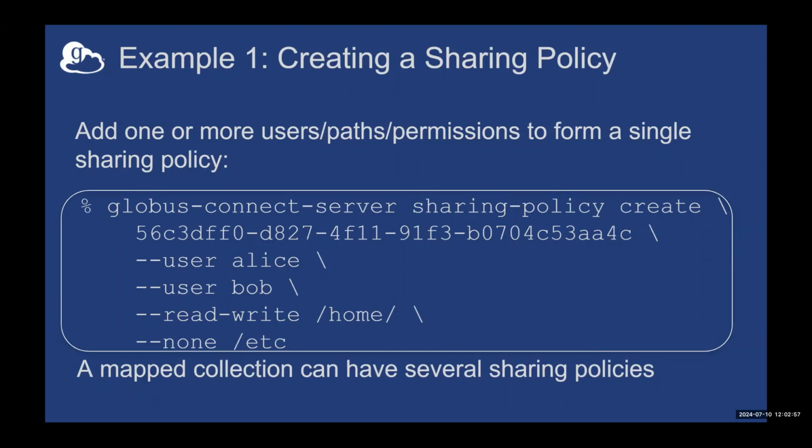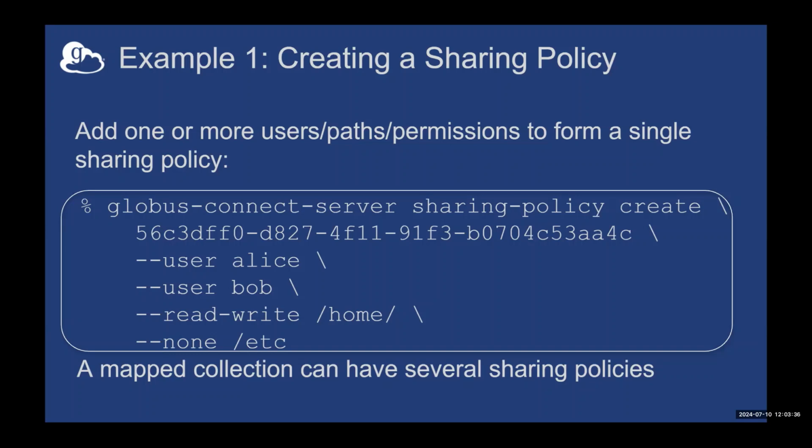Here we have an example of creating a sharing policy using the GCS CLI. We're going to go through just how the operations look in the next few slides. Look at the example box in the middle of the screen. That long UUID on the second line is the map collection ID that this sharing policy will be associated with. So in this example policy, only local users Alice and Bob are affected by the policy, and it allows them to grant read and write access via guest collection permissions to anything in /home, but neither user can share anything from /etc.